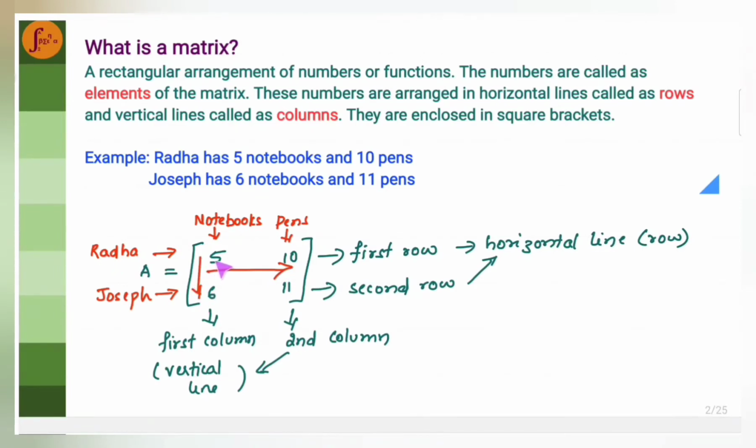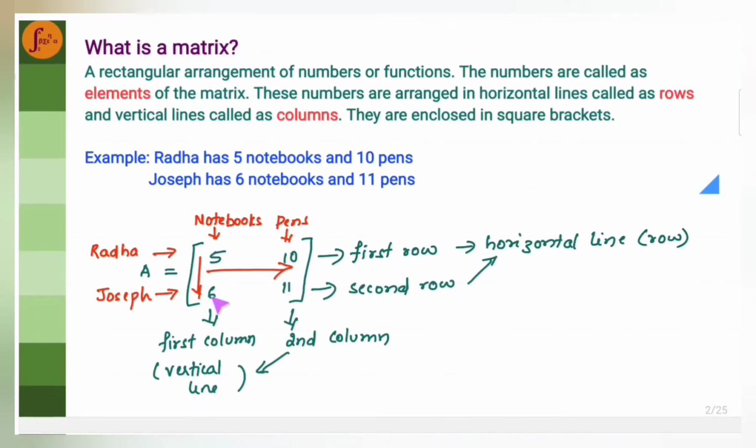Now, if you look at these numbers 5 and 10, they are in the horizontal direction. So this is called a row. 6 and 11 is another row. So 5, 10 is the first row, 6, 11 is the second row. Column, the vertical direction, is called a column. So 5 and 6, these two numbers are in a column. 10 and 11 is also in a column. So this is called the first column. This is called the second column.